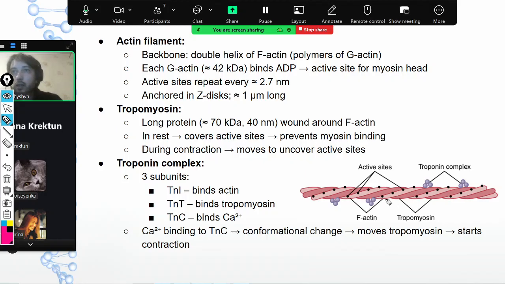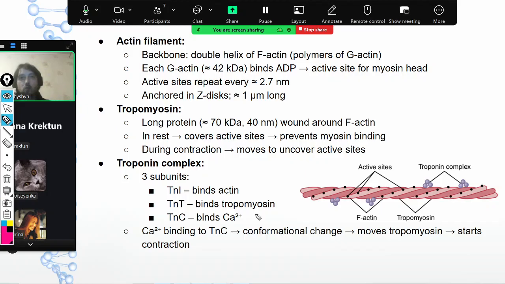So here you see the F-actin, here you see the tropomyosin, and that's the troponin complex. This troponin complex moves a little bit. It contains 3 subunits, TNI, TNT, and TNC. TNI binds actin, TNT binds tropomyosin, and TNC binds calcium.